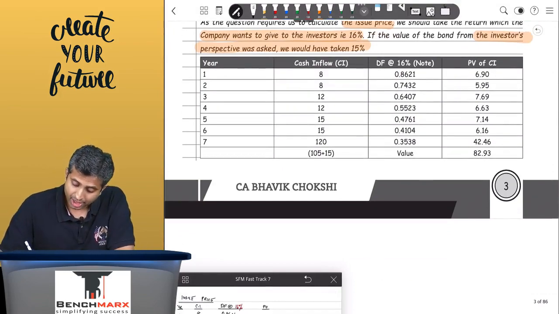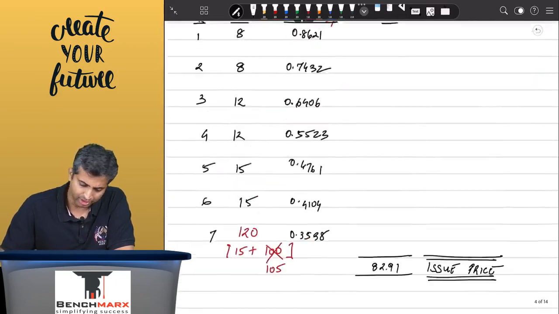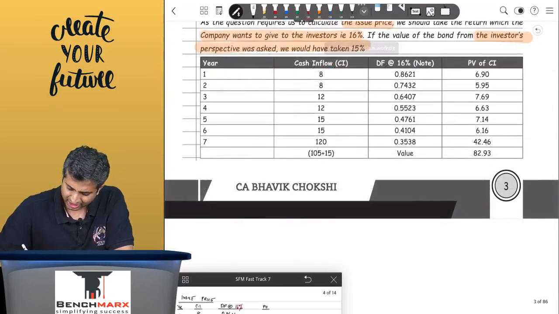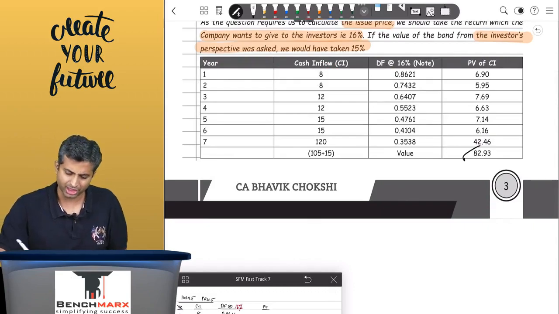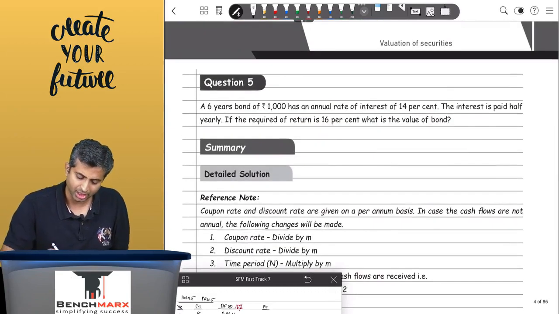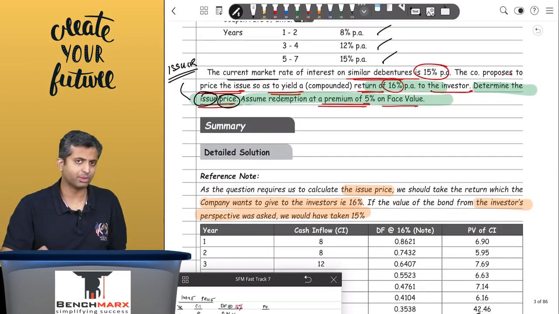However, here this is 82 point something, 82.91. Over here this is 93. Remember, there will be certain rounding off depending on the number of decimals taken as well. So this is 82.93, and this will give you the value of the bond.